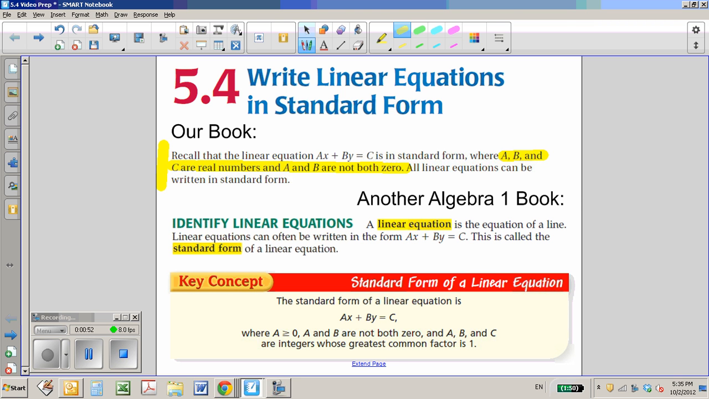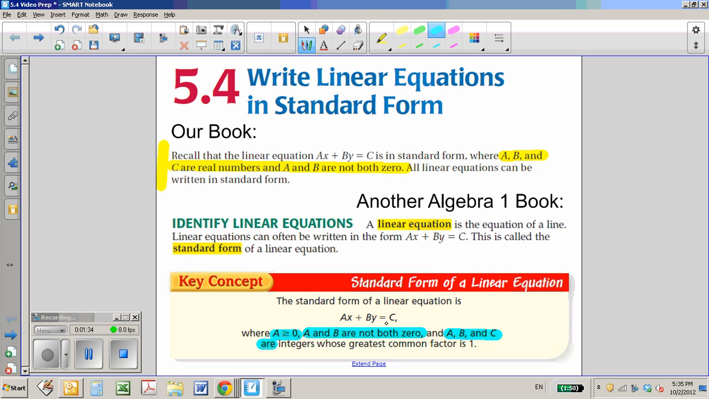We discussed in class how different books have different definitions of what standard form looks like, so I found a different textbook that has a very specific definition, and that's the definition that we're going to use. It also looks like ax plus by equals c, but the difference is the requirement for a, b, and c. So I'm going to highlight this as well. In this one, a has to be positive, a and b have to be not zero, and a, b, and c are integers, so that's the third requirement, and they're integers whose greatest common factor is 1.